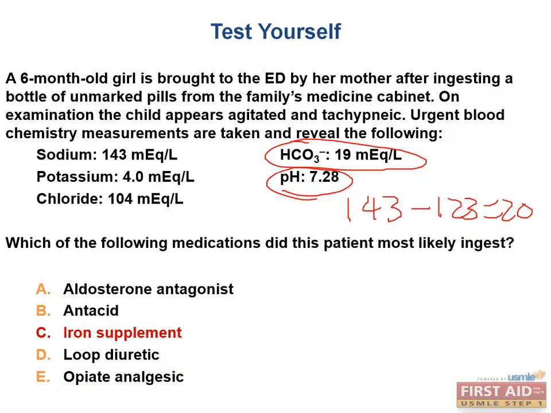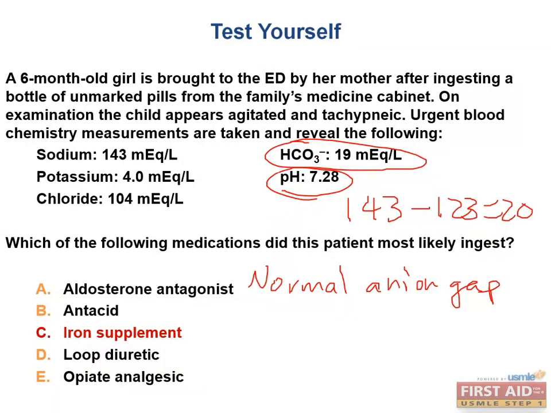Now let's look at why the others are not correct. A is not correct because although aldosterone increases proton excretion, and inhibiting aldosterone would cause a metabolic acidosis, the acidosis in this case would be a normal anion gap. And we know that this patient has an elevated anion gap. Now B is not correct because antacids cause metabolic alkalosis, not acidosis. That's why they're called antacids. So that couldn't be what this patient overdosed on.